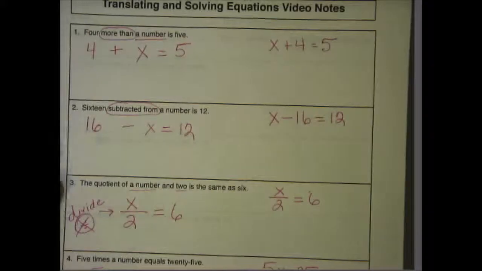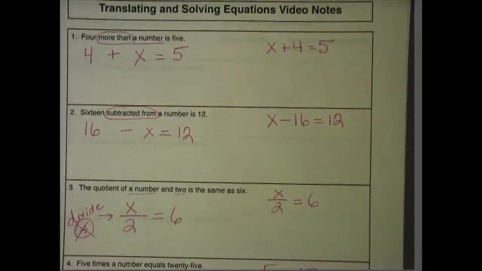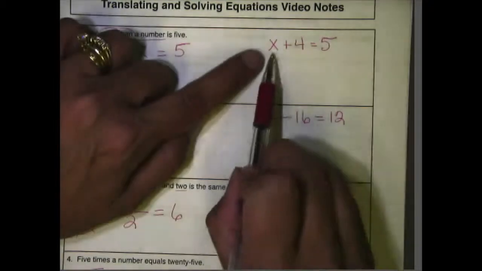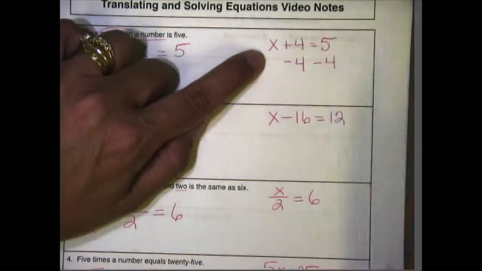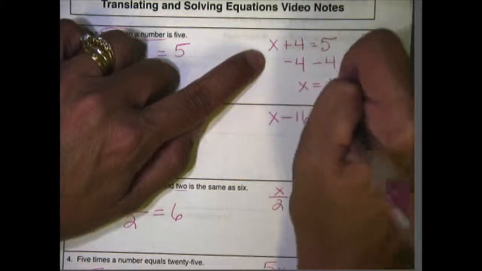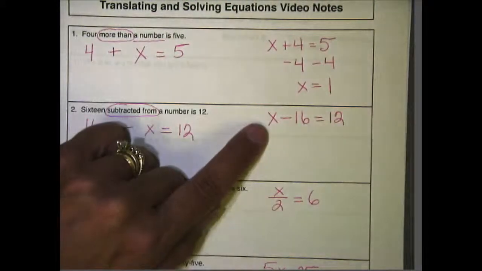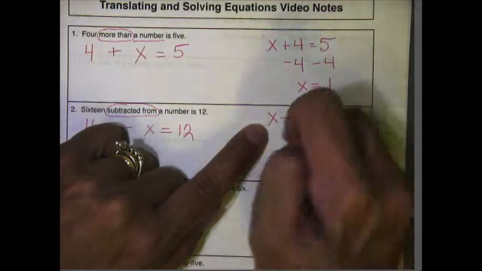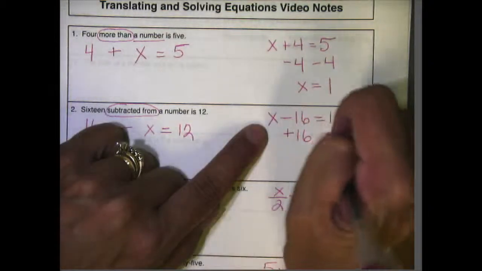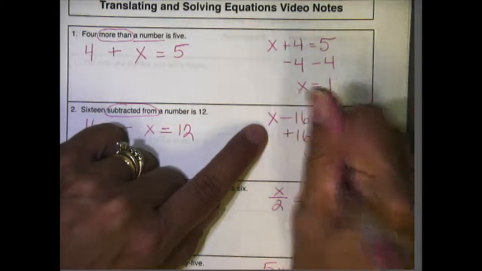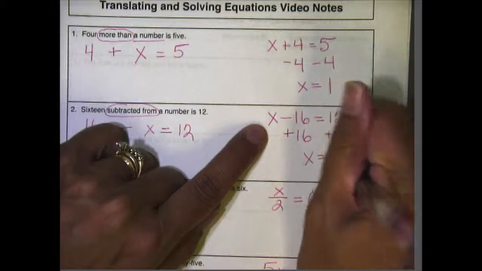Let's go back and solve them, because you're also going to solve them on your homework. And remember that we did this already a couple of weeks ago in our notes, so this should be fairly easy. Remember, we want the variable alone, so we've got a positive 4. We need to subtract 4 from both sides. x equals 1. We want this variable to be alone, x. So we've got a negative 16, so we want to add 16 to both sides. x equals 12 plus 16 is 28.